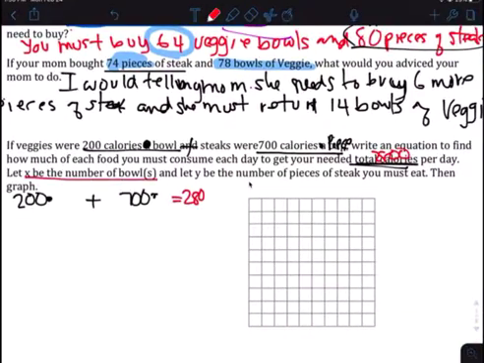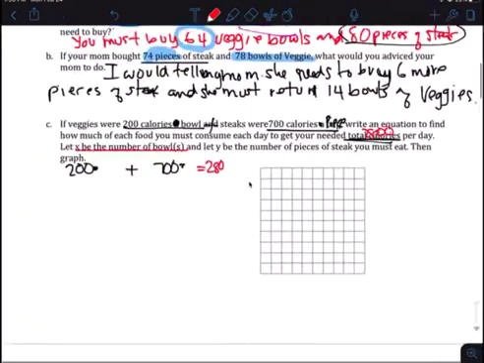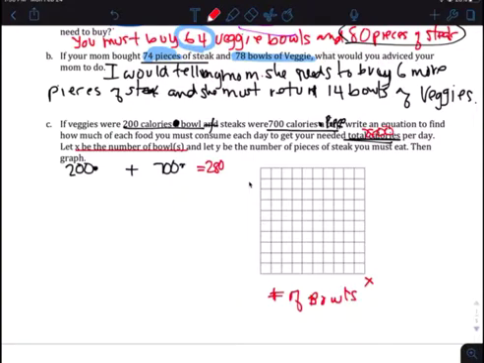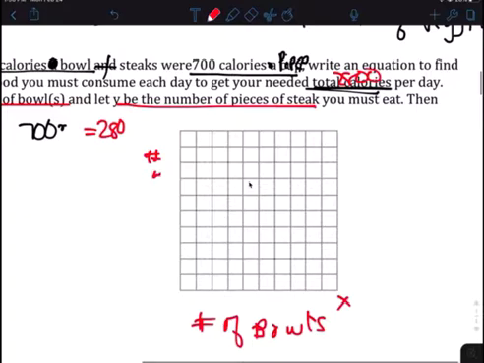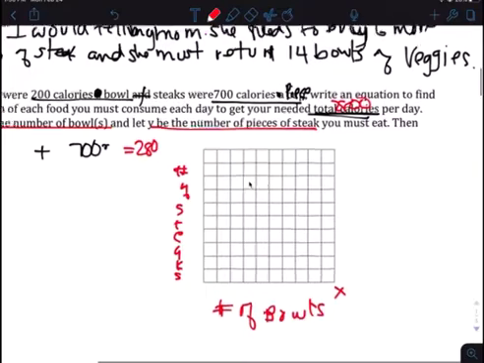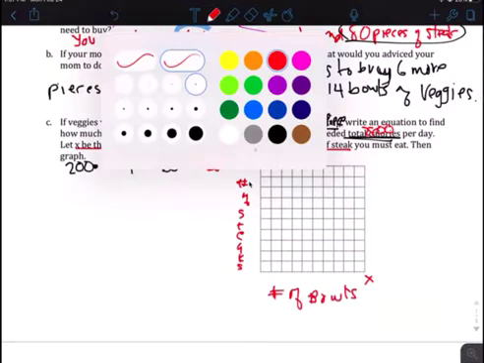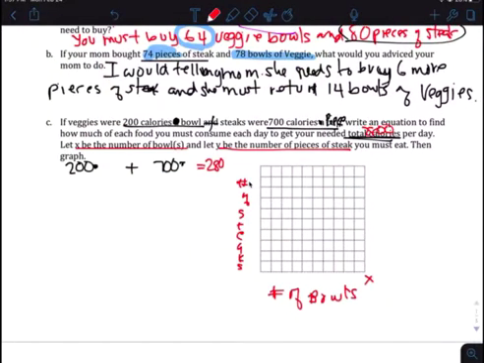Let X be the number of bowls and Y be the number of pieces of steak you must eat, then graph. So X is bowls, so each bowl is X of veggies, and pieces of steak is Y. So X and Y go here.